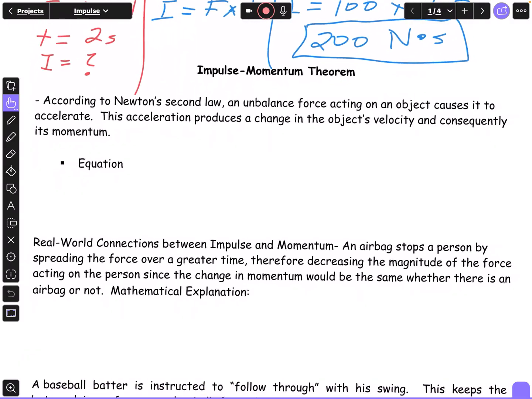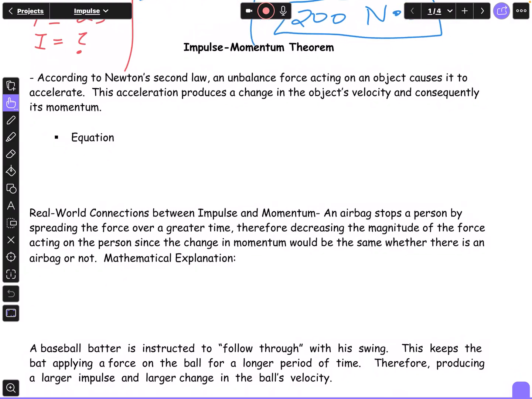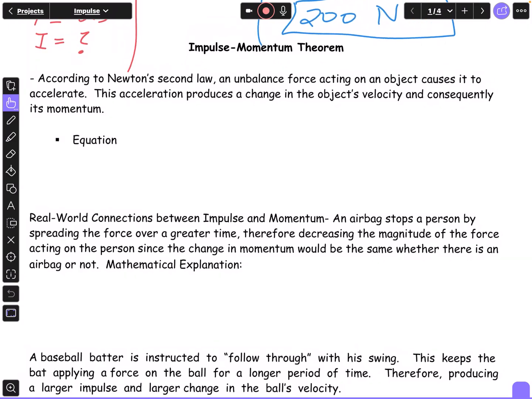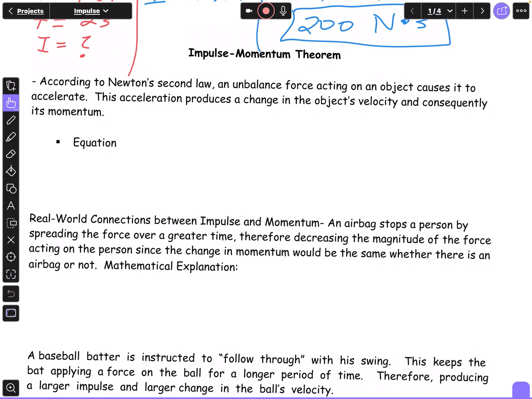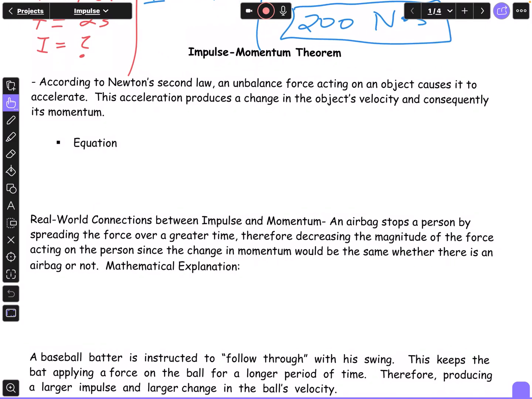Now, according to Newton's second law, an unbalanced force acting on an object causes it to accelerate. This acceleration produces a change in the object's velocity and consequently its momentum. This is called the impulse momentum theorem, and I have an equation for that. My equation is F times T. So it's telling me impulse is equal to the change in momentum.